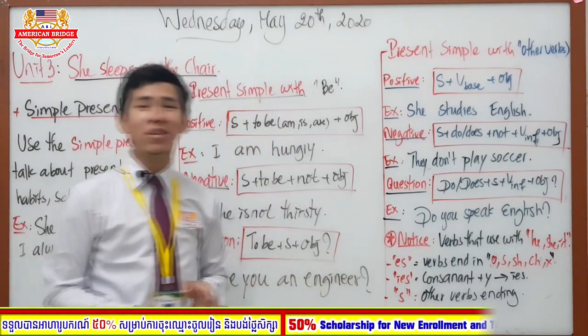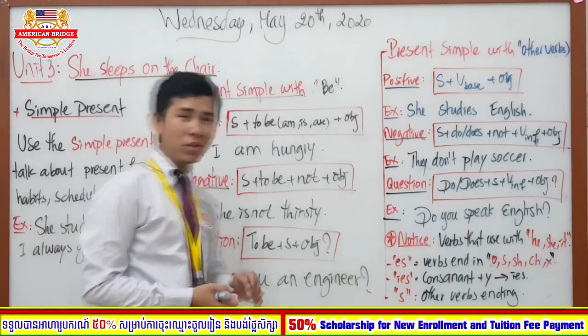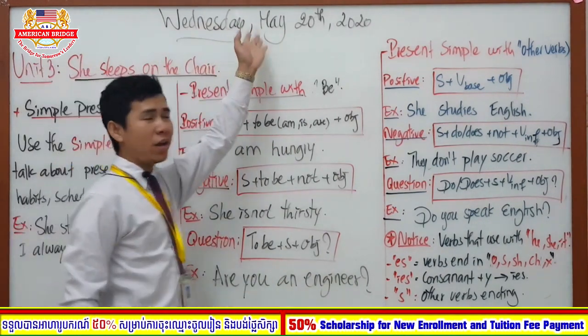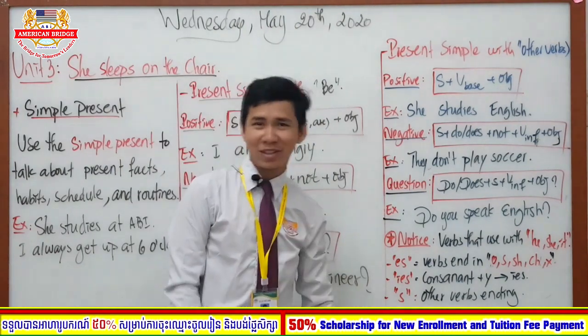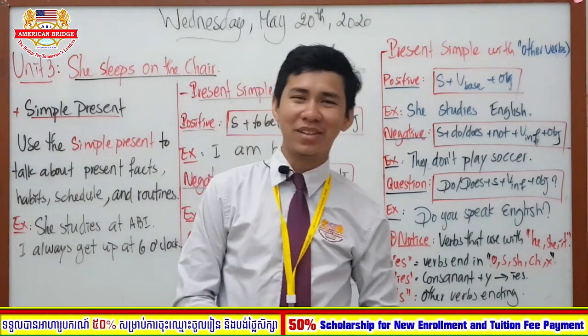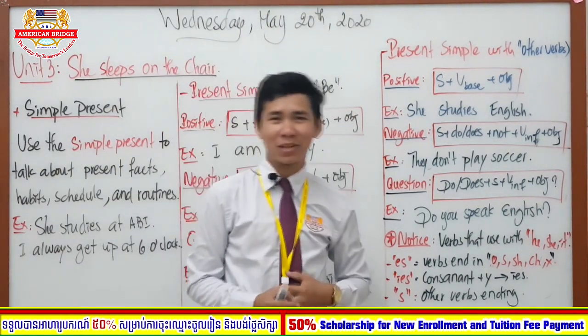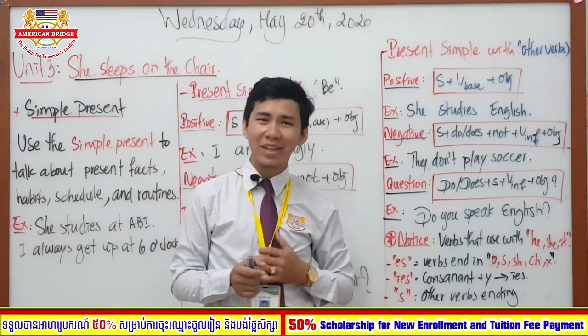And can you tell me what day is it today? For sure, today is Wednesday, May 20, 2020. Wow, it is 20 and 2020, right? It is a nice day, or I mean, the day and the year are quite nice, right?